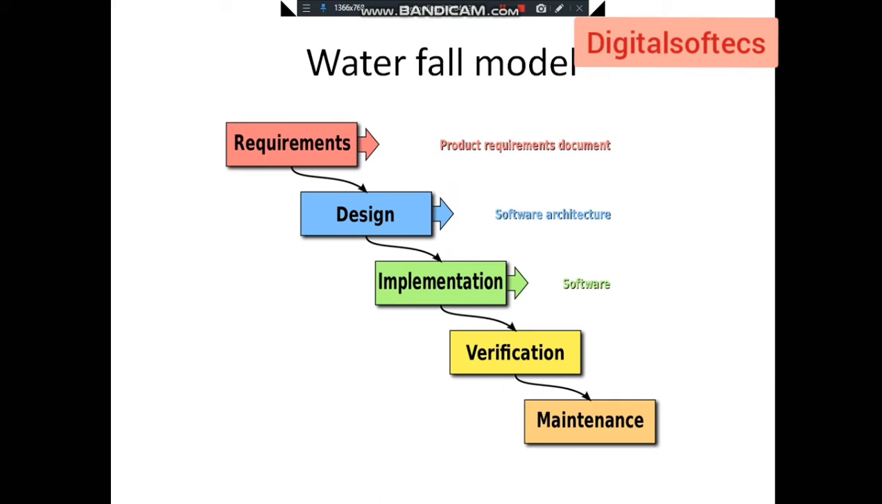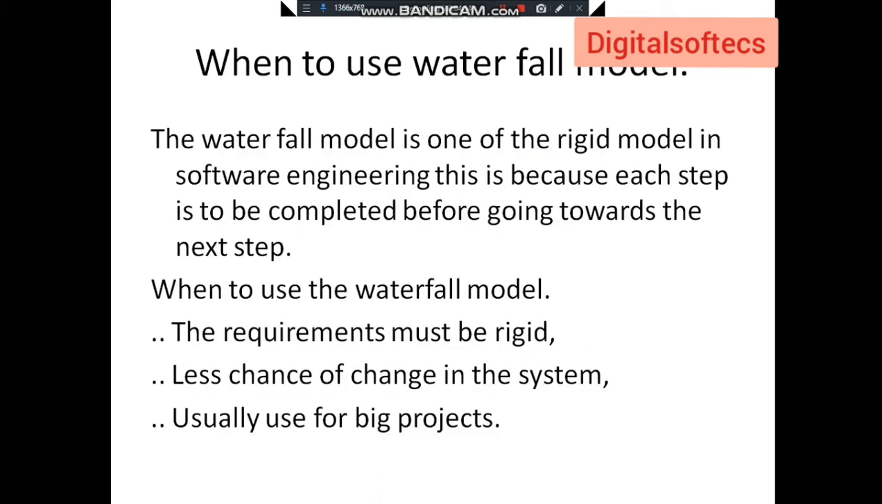So the waterfall model is a really very easy model. We get the user needs, we design for those needs, and design is the process by which we specify what kind of functionality the system will provide and how it will work. Then we implement them, we verify them, and we maintain them. So when do we use the waterfall model? The waterfall model is one of the rigid models in software engineering. This is because each step has to be completed before going to the next step.